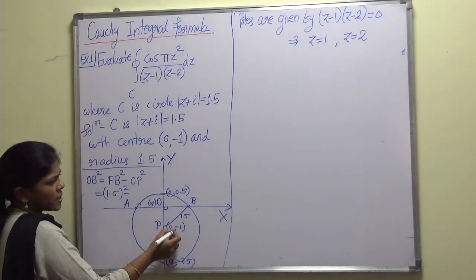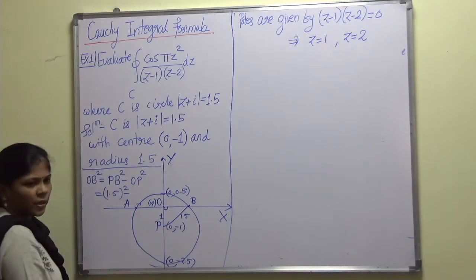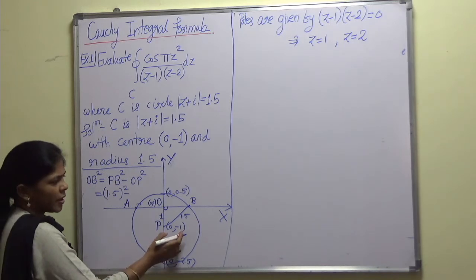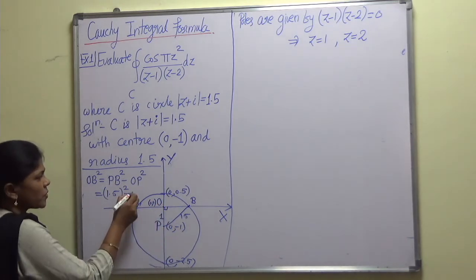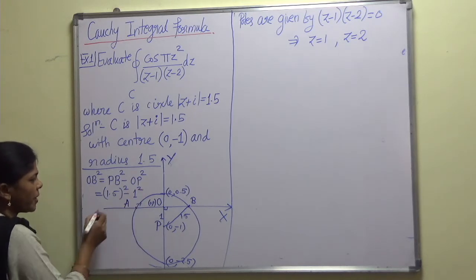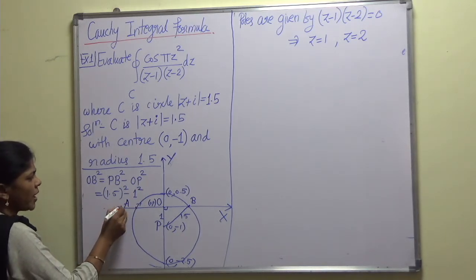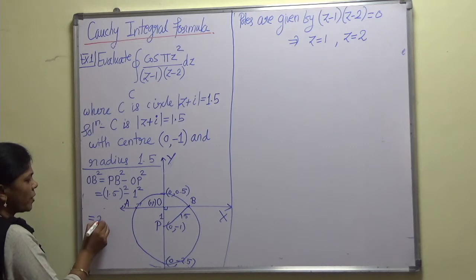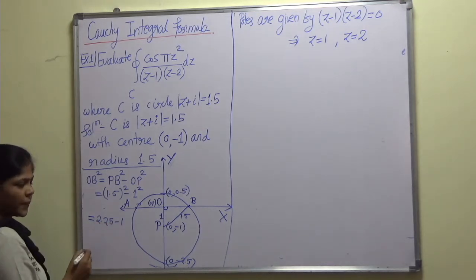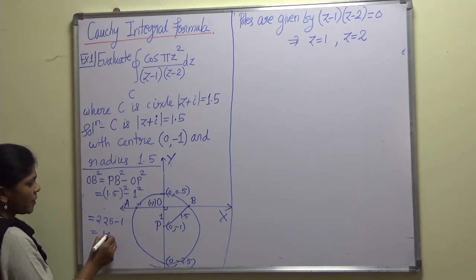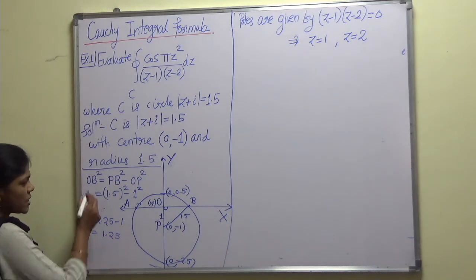What is the distance OP? This distance is nothing but 1 unit, because the coordinate of this point is (1, -1). So this distance is 1, so it is 1 square. Now simplify this. What will you get? It is 2.25 minus 1 square, that is 1. So what we are left with is 1.25. This is the value of OB square.